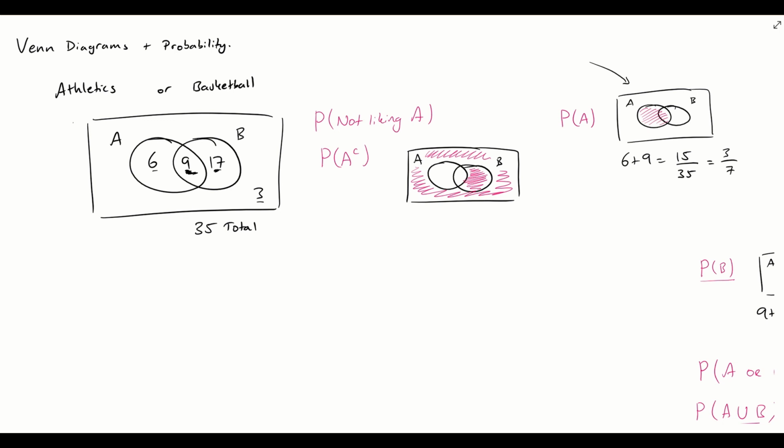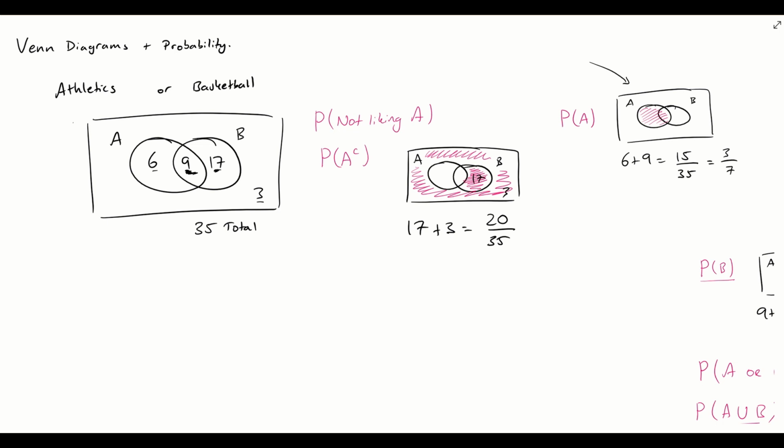So in this case, what have we got? We've got 17 for this bit here. So that's going to be 17. And we've got to remember to add the people that don't like either athletics or basketball. So that 3 as well. And that gives us 20 out of 35.